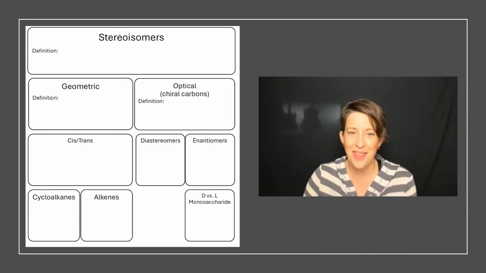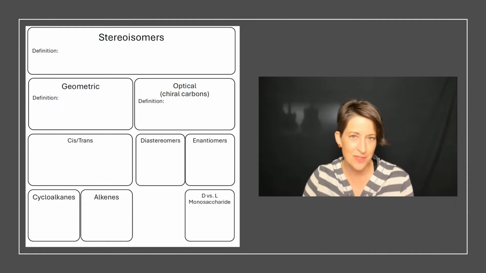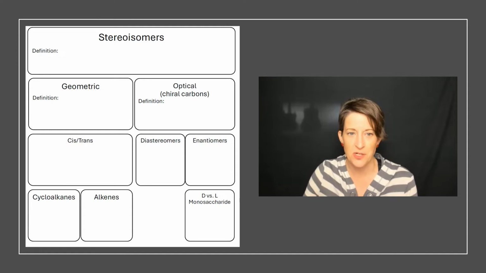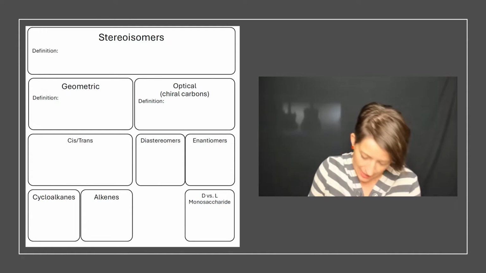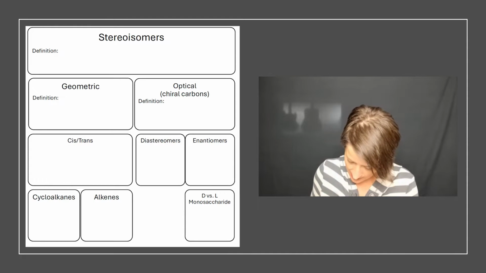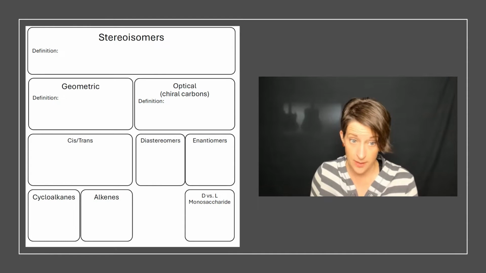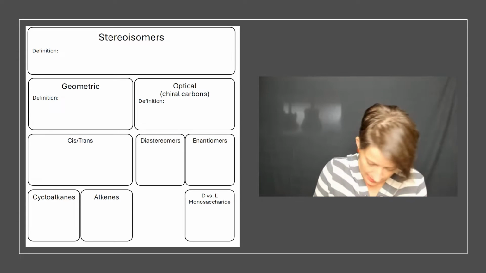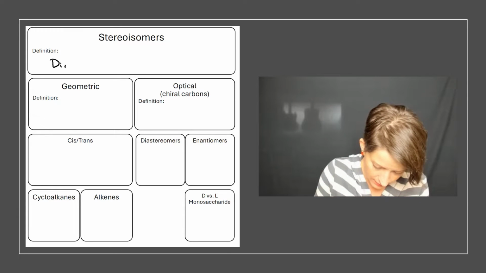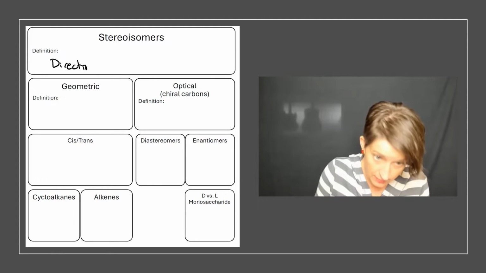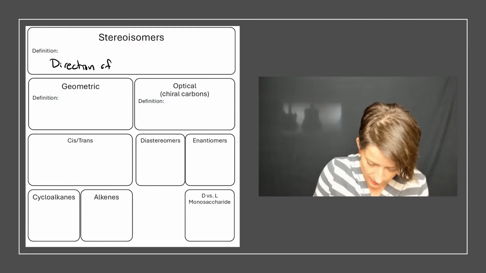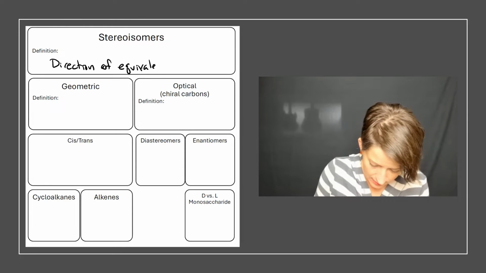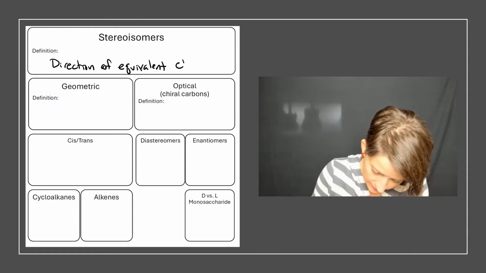Here we are again looking at stereoisomers. It's been a little bit since we've talked about isomers, so as a refresher, a stereoisomer is a compound that has the same molecular formula, but what is different is the direction of equivalent chemical bonds.